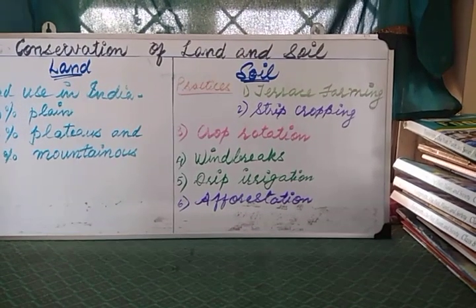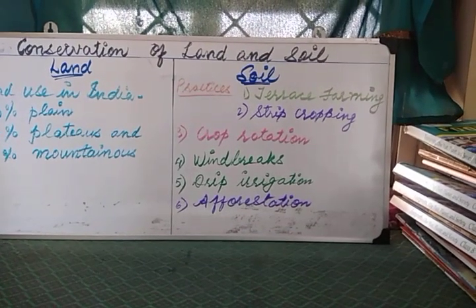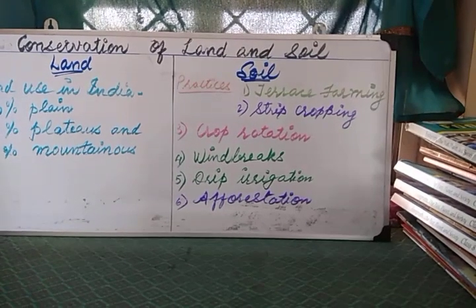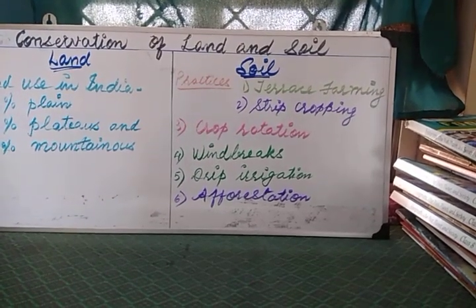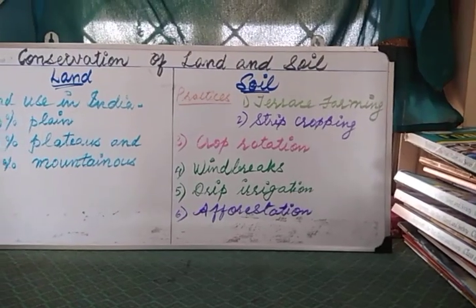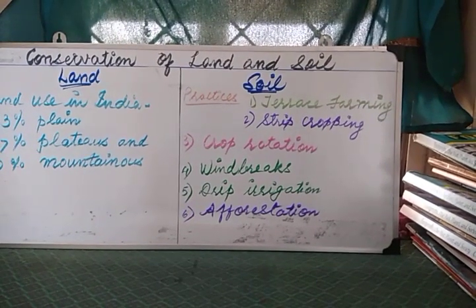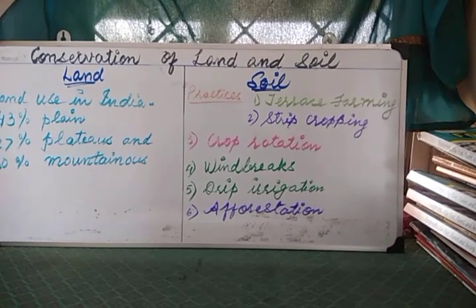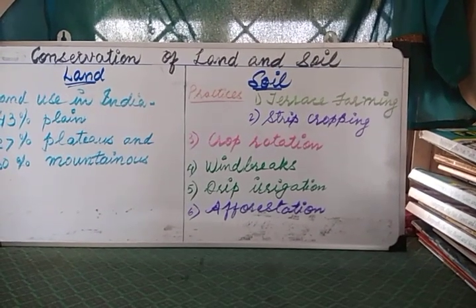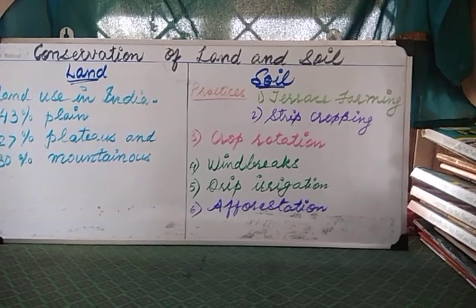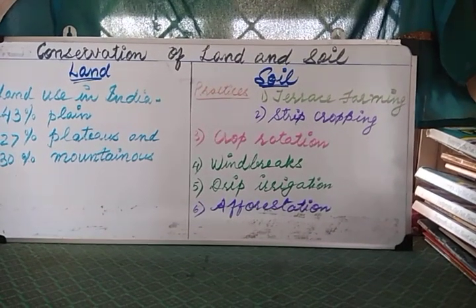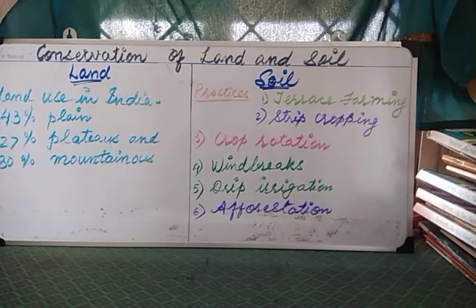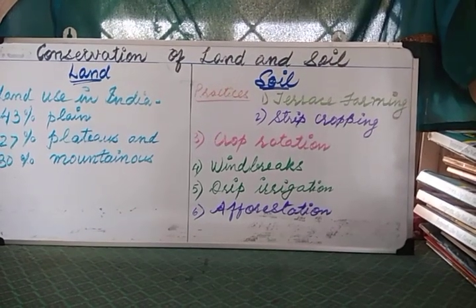Crop rotation means growing the same crop in a field for more than 2 years should be avoided. It is best to alternate nitrogen fixing crops with grains and fiber crops so that fertility is returned to the soil. The third practice or technique is strip cropping.